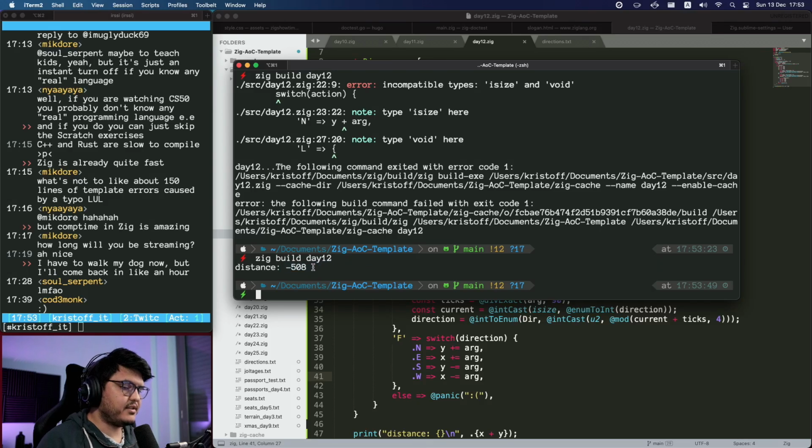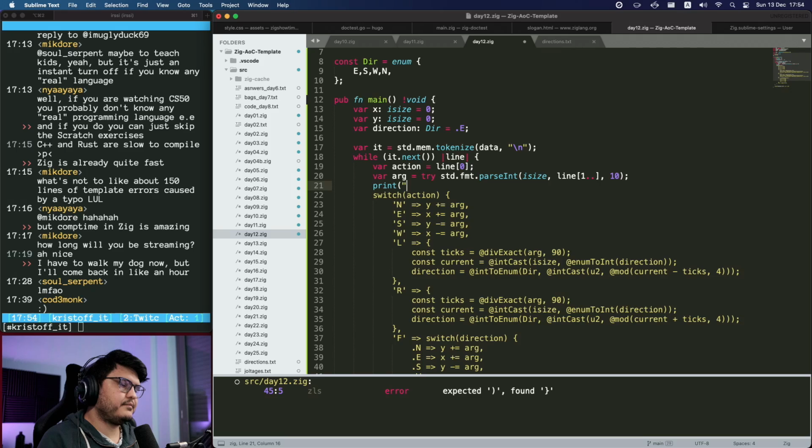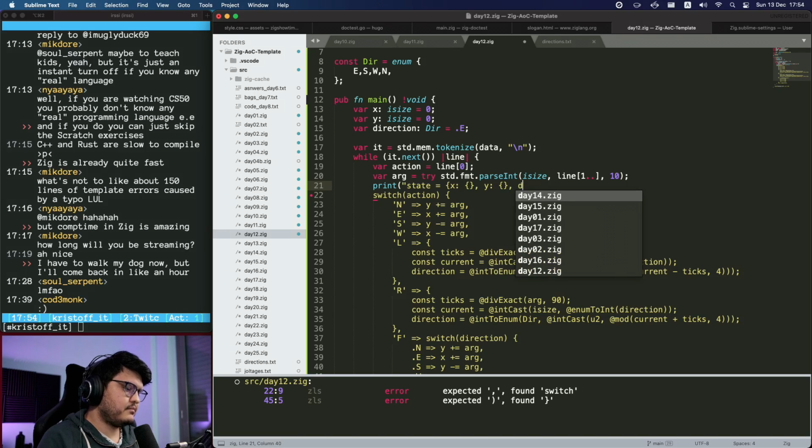Distance minus 508. That's kind of suspicious. Possible, but kind of suspicious. So, you know what we can do? Here's what we can do. Print state. So we print the state.